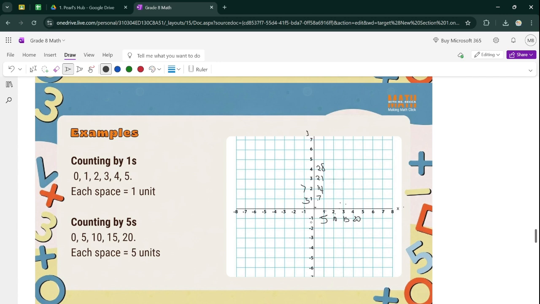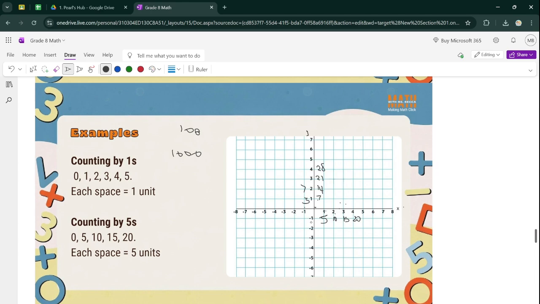Now, what if the numbers are big? Like I explained, if the numbers are small, we can use 1, 2, 3. If the numbers are big, we can use bigger units. In fact, you can use 100. If you are dealing with numbers in hundreds, you can use 100 as your unit. You can use 1,000 as your unit, depending on the numbers you are dealing with.